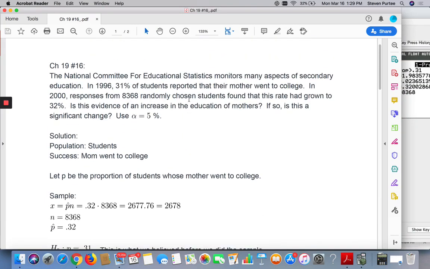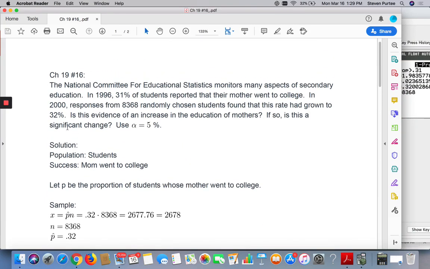Then there's this follow-up question. Is this a significant change? So the rate used to be 31. We are now pretty sure that the rate has gone up. We don't know what it went up to. The sample suggests 32, but that's just a sample. But we're pretty sure it's not 31 anymore.